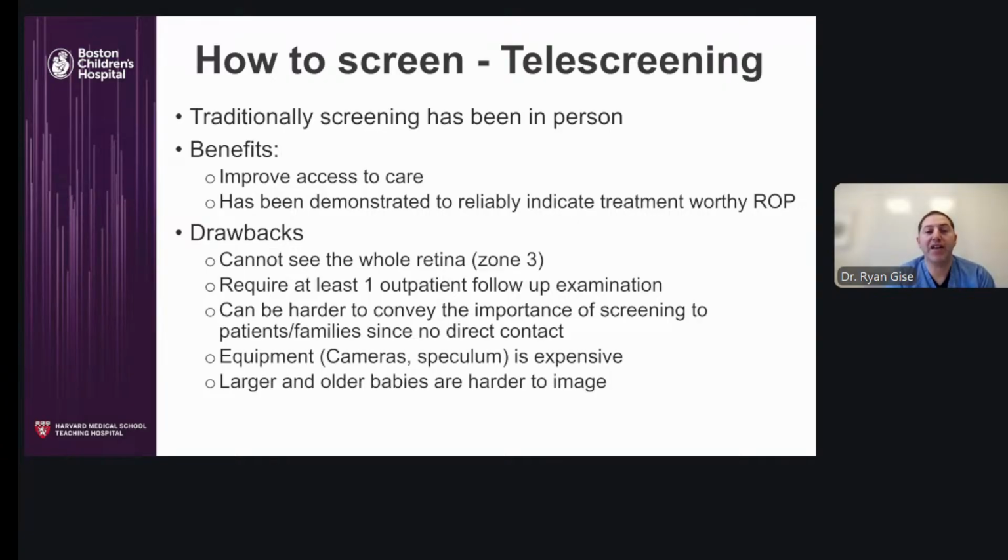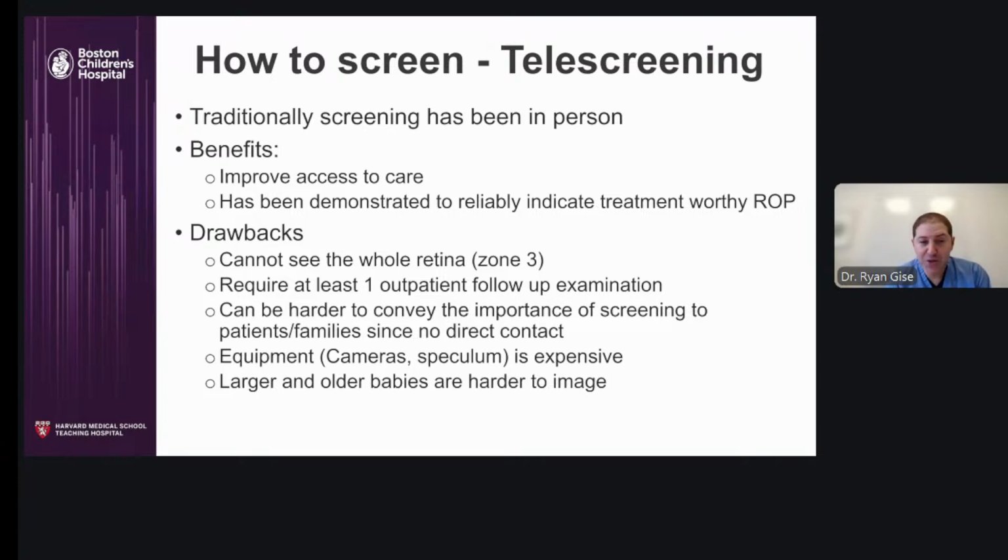By telescreening, you are looking at pictures. You're looking at the posterior pole mostly, but we can get further out depending on the skill of your photographer. And you're looking for treatment-warranted ROP that would indicate the need for a referral to a center that will treat for retinopathy of prematurity. It has been demonstrated to reliably indicate treatment-worthy retinopathy of prematurity. It's particularly good for trying to find plus disease.